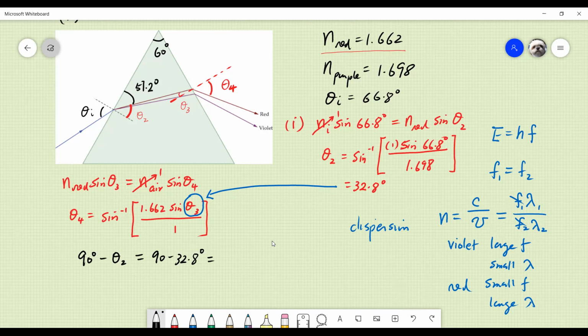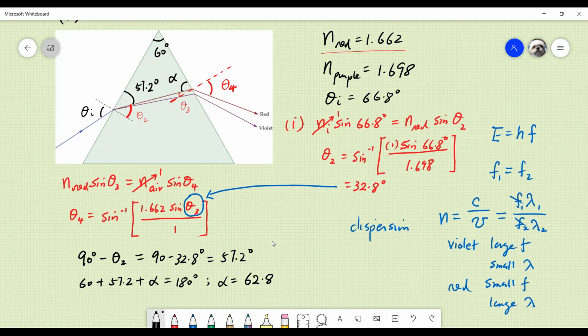Now what is this angle equal to? We should be able to calculate that. Let's call this angle alpha. One thing I know is 60 plus 57.2 plus alpha equals 180. So alpha will be equal to 180 minus 57.2 minus 60, which is 62.8 degrees.